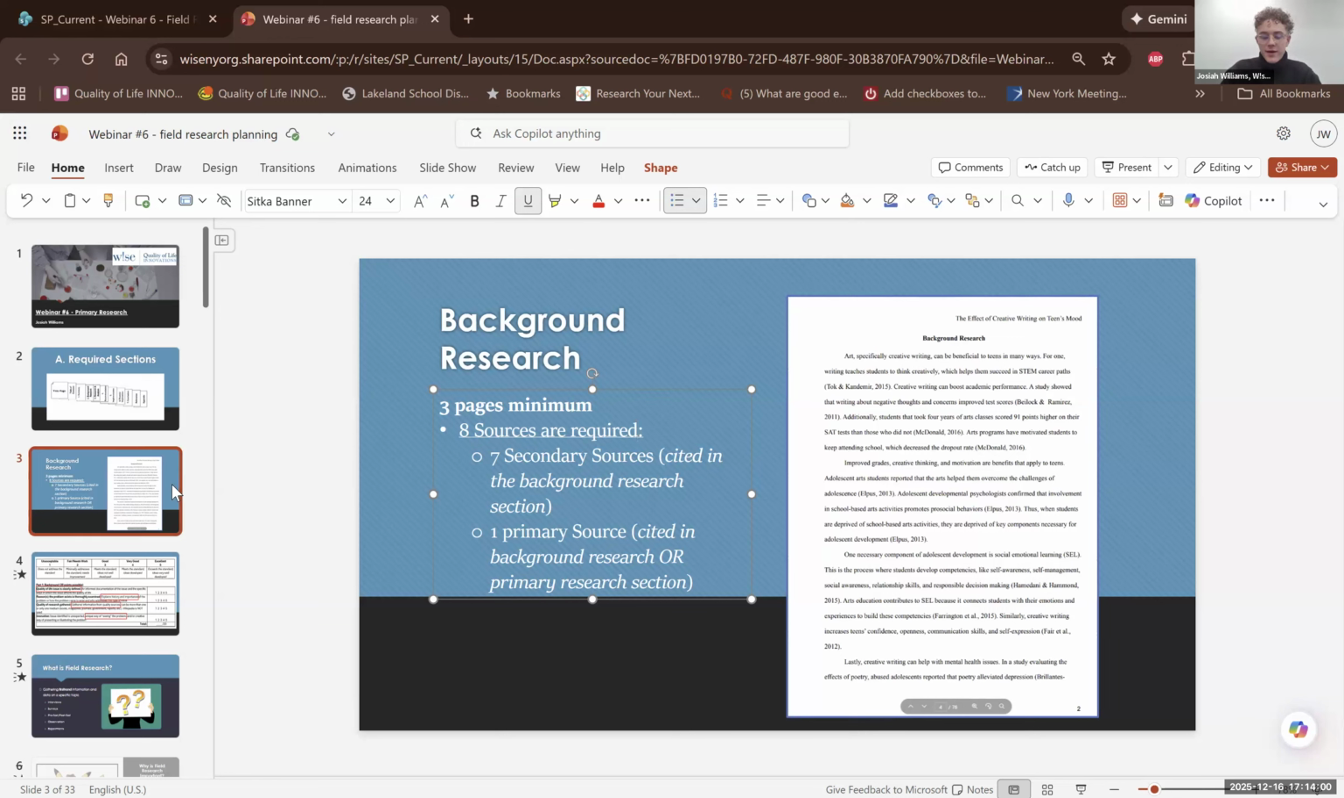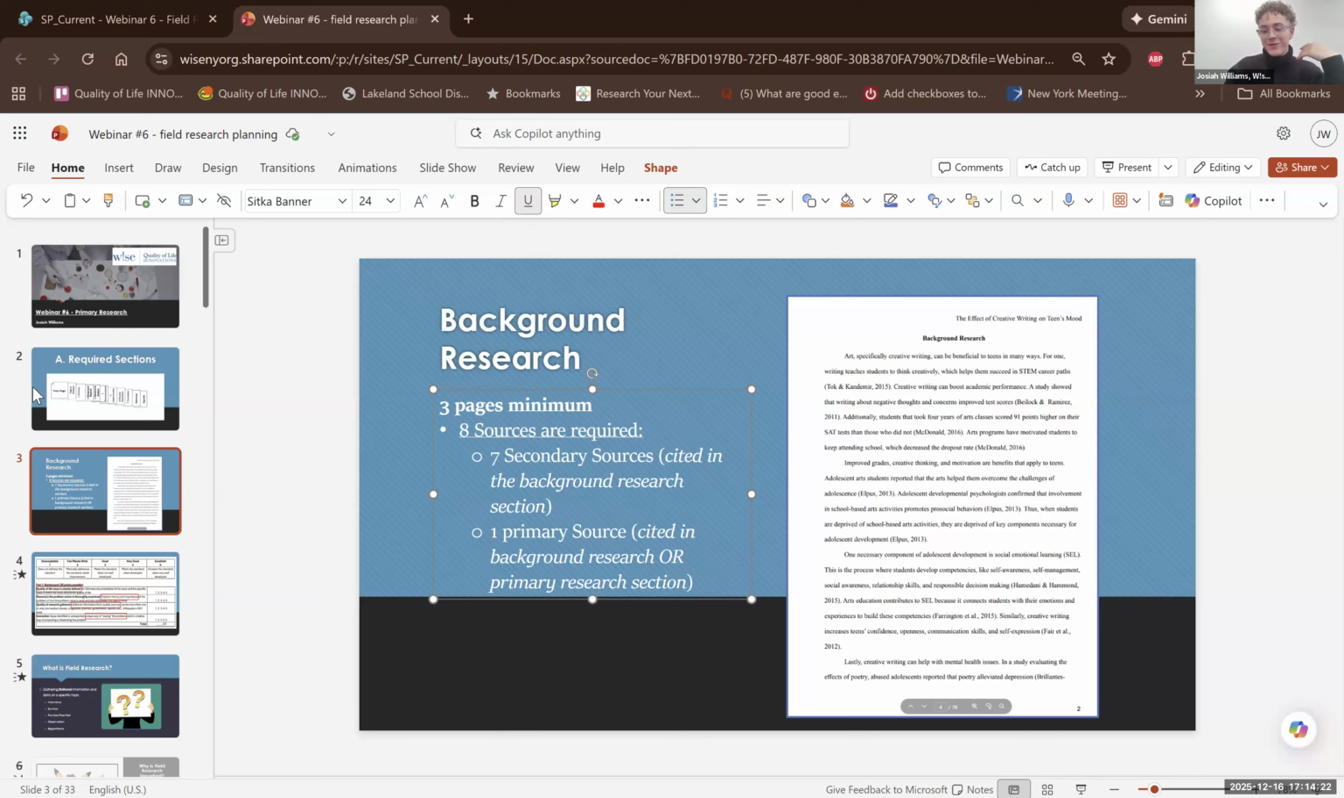So if you're doing survey research or experimental design research, you can cite that data or that study in either section. There is not a maximum number of sources. This is a great question. There's not a maximum.